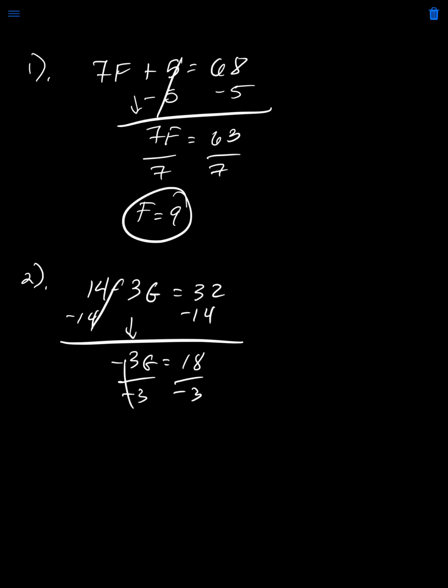Number 2, you have 14 minus 3g equals 32. Subtract 14 on both sides. And negative 3g equals 18. Yeah, 18. Divide both sides by negative 3. So that way g is equal to negative 6. Nice and easy stuff.